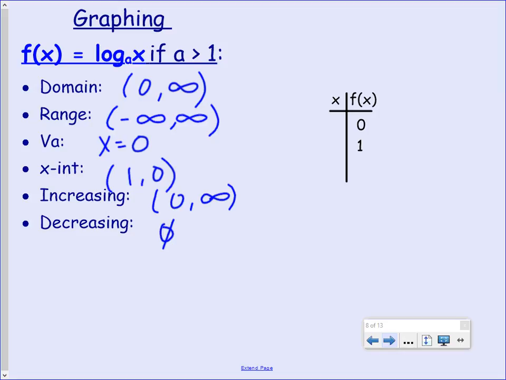Now, those things could change with shifts or reflections. Especially domain, vertical asymptote, x-intercepts, those things change with shifts. Increasing and decreasing, these things can change with reflections.